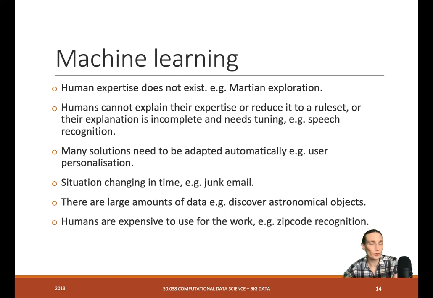Sometimes there's just too much data for humans to process as well, and that's where computers come in very useful. They can process enormous amounts of data and discover anomalies, for instance. Humans are also way more expensive than computers, so sometimes we want to replace humans. Zip code recognition is an example. You're probably familiar with the very famous MNIST dataset. MNIST has number recognition, and this dataset was actually made from data from the US Post Office so that they could automate the sorting of the envelopes according to zip code.